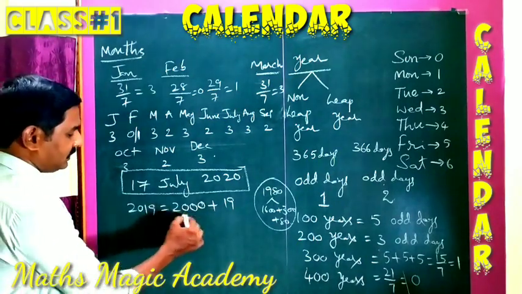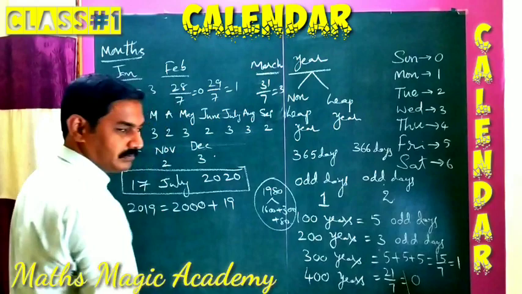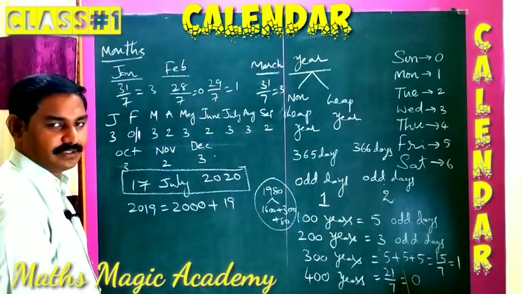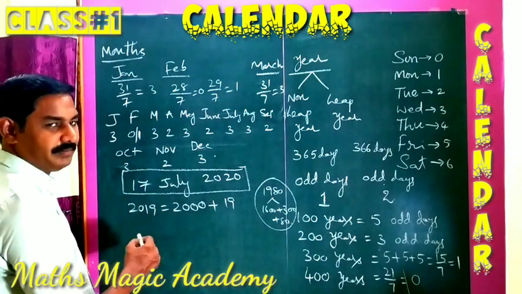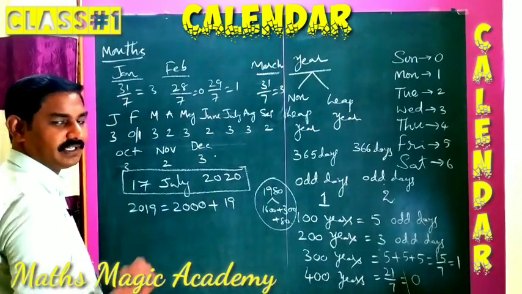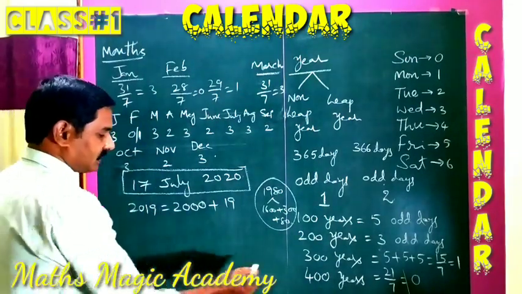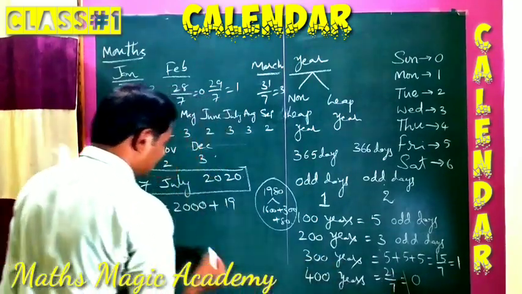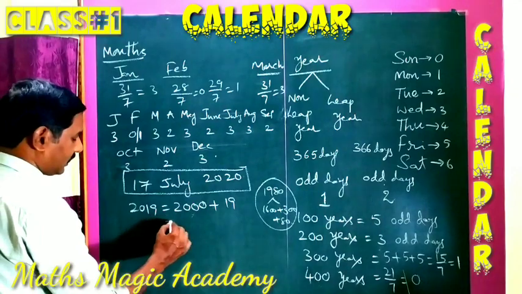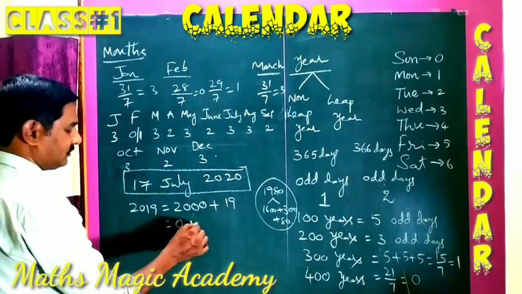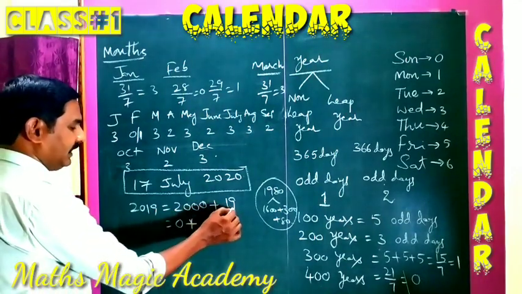Here 2000 is a 400 multiple or 4 multiple. Whatever the 4 multiples is there, that becomes 0. Why? Because every 4 years after leap year will be there. So for this 400 years we have 0. That's why it is a 4 multiple. That is why it is also 0. So you have to take it is 0 plus. Here 19 years is there.